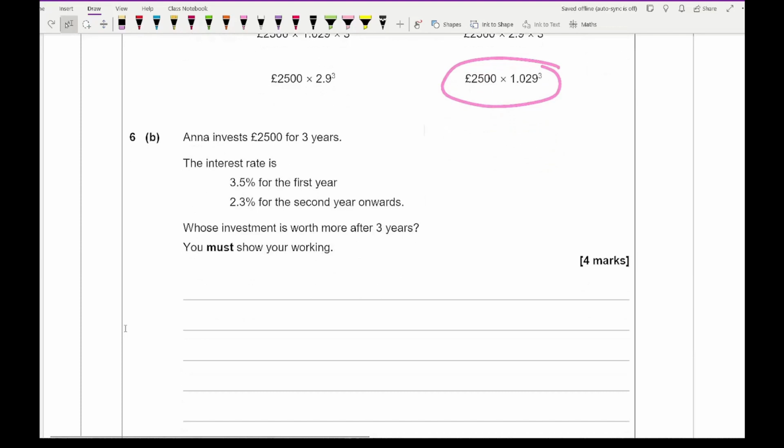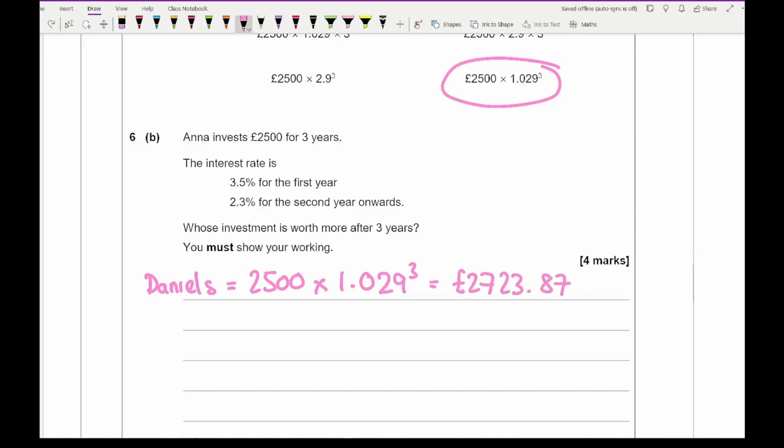It then says Anna invests 2,500 for 3 years. Her interest rate is 3.5% for the first year, 2.3% for the second year and onwards. Whose investment is worth more after 3 years? So first things first, let's work out Daniel's, and that's going to be 2,500 multiplied by 1.029 to the power of 3. And if I've done that correctly, I should have an answer of 2723.87 to 2 decimal places.